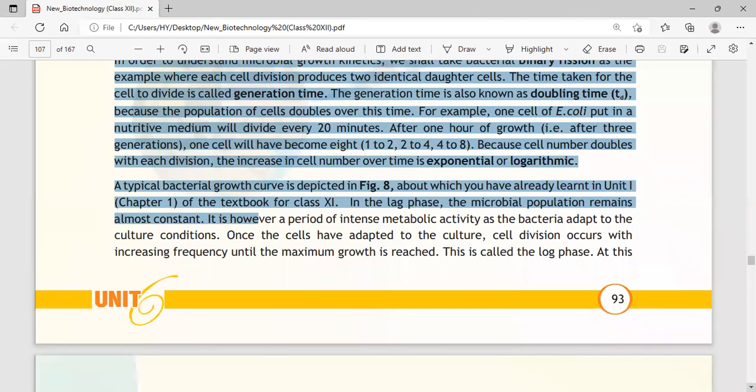The population of cells doubles over this time. For example, one cell of E. coli put in nutritive medium will divide every 20 minutes. After 1 hour of growth, that is 3 generations, one cell will become two, then 4, then 8, because the cell number doubles with every division.